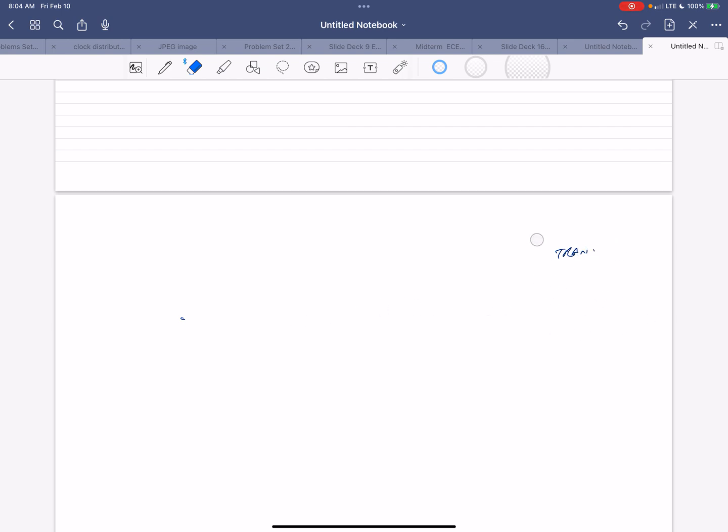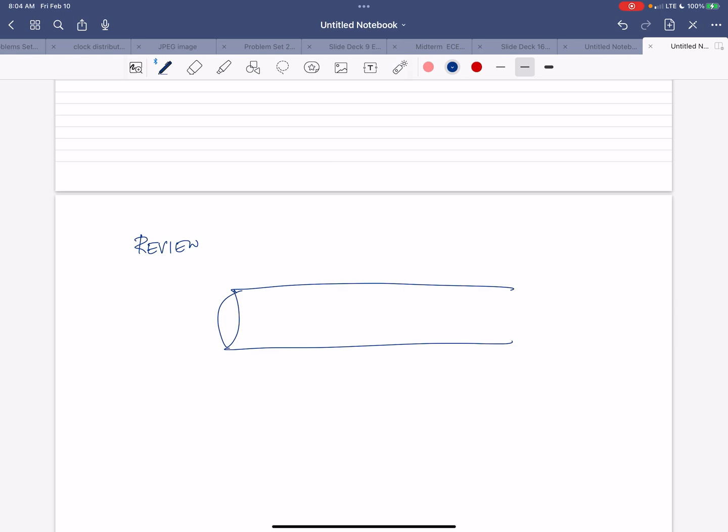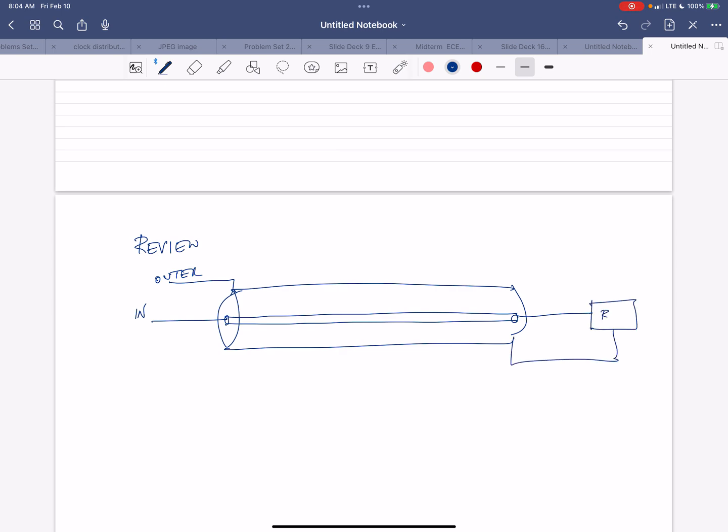So, as a review, we had something like, let's say in reality, a coaxial transmission line, which we'll look at in more detail. So this is the inner conductor, and this is the outer conductor. And then it goes to something. So this is the receiver, and this is the transmitter side.